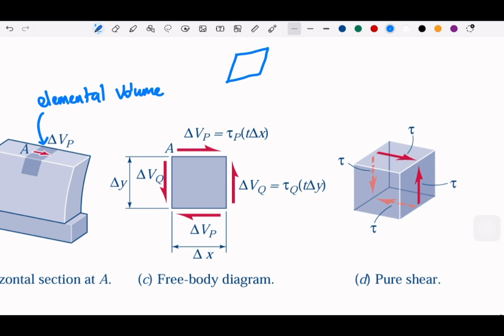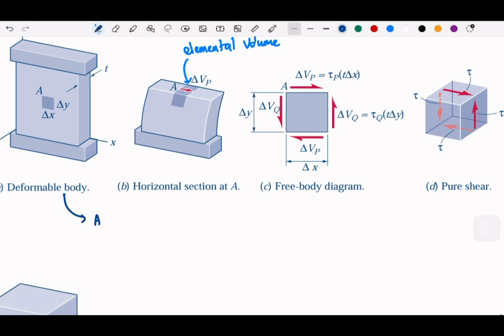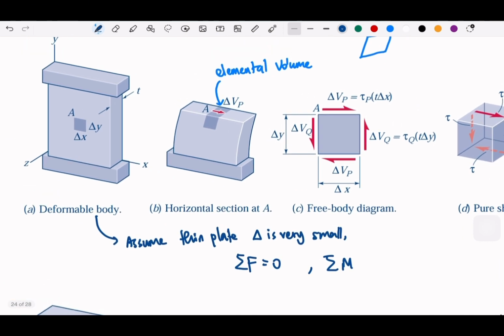satisfy the equilibrium, let me write the equilibrium here. So this is the assumption. Assume a thin plate. Delta is very small. And take the sum of F equals 0 and the sum of M for the z-axis at A equal to 0.